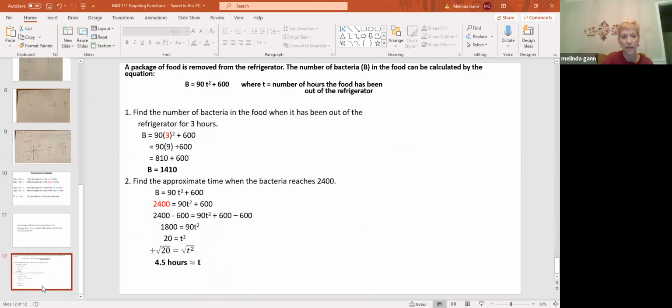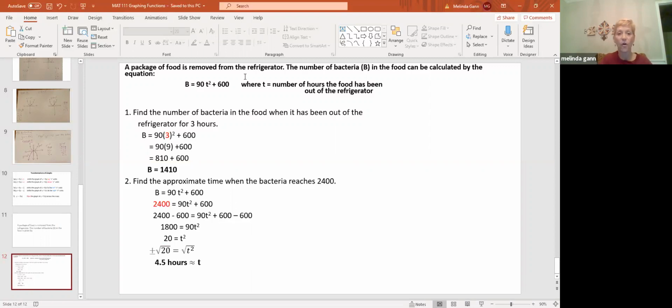All right, look what this one says. A package of food is removed from the refrigerator. The number of bacteria in the food can be calculated by this equation. B for bacteria, so I said let bacteria be the B, is 90T squared plus 600, where T is the number of hours the food's been out of the fridge. You know, when you take food out of the fridge, if you leave it out too long, you get a lot of bacteria and you can get food poisoning. You can get salmonella. So you really don't want to get food poisoning. So it matters how long things have been out of the refrigerator, okay?